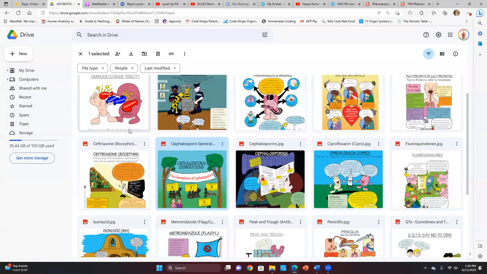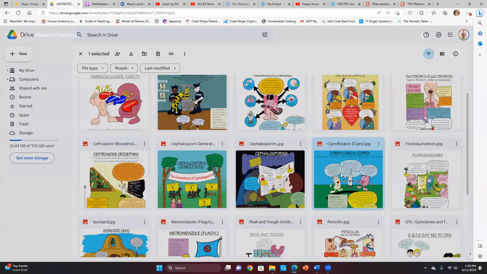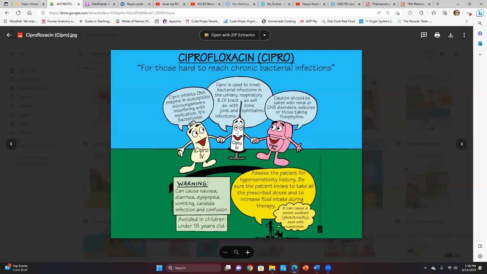Right now we're talking about antibiotics, and the next one is ciprofloxacin. This is definitely one to know for NCLEX. It's affectionately called Cipro, right? Ciprofloxacin is used for bacterial infections, respiratory infections, anthrax, and urinary tract infections.